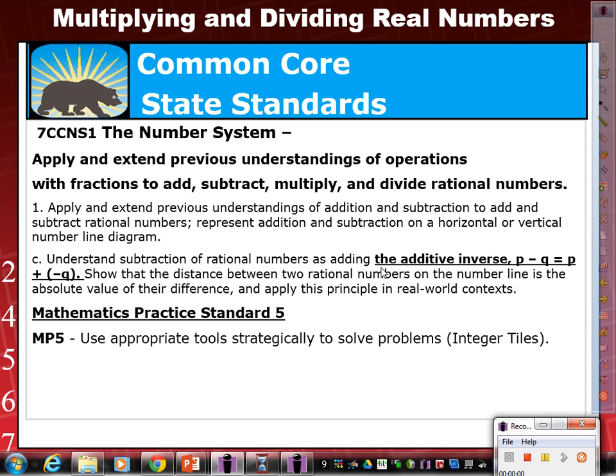Title your notes, multiplying and dividing real numbers. And we're still on the same standard. We're looking at the additive inverse property. We're going to still use that. And we're also looking into the math practice standard number 5 with the tools.